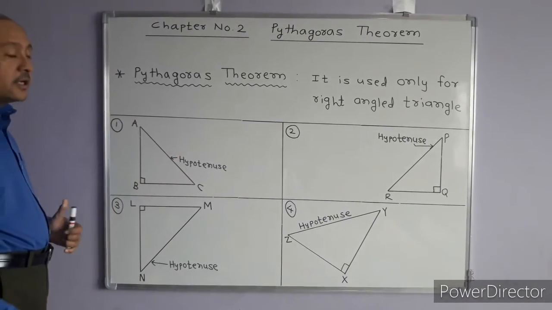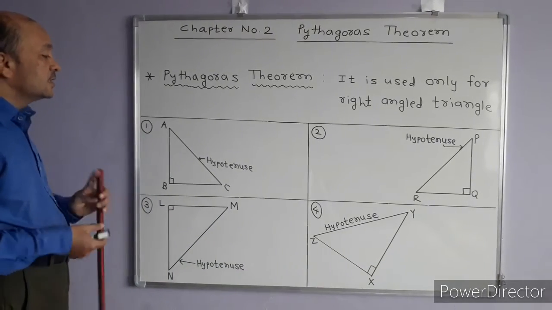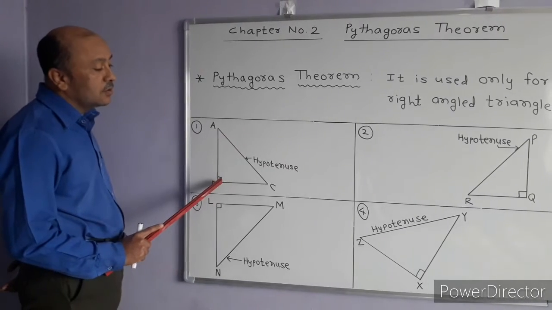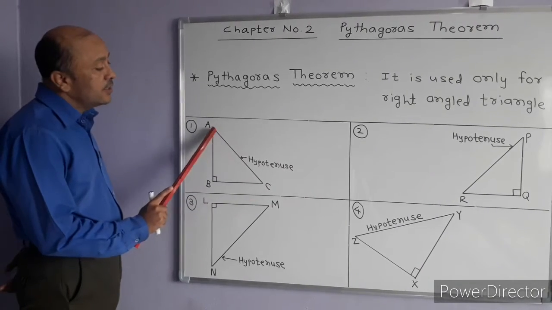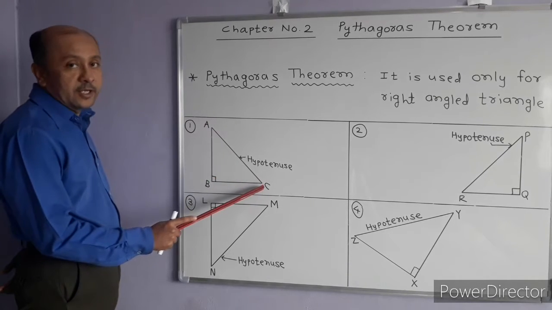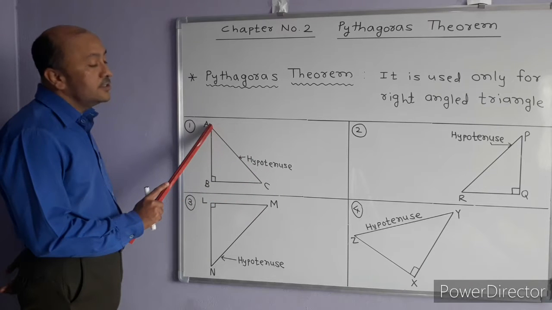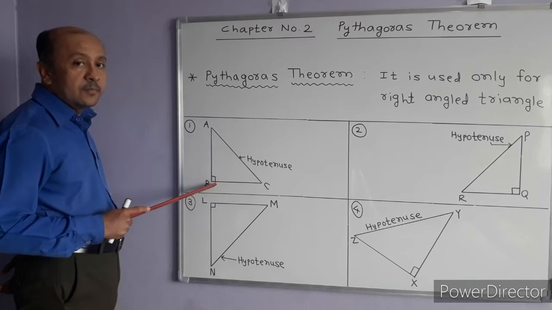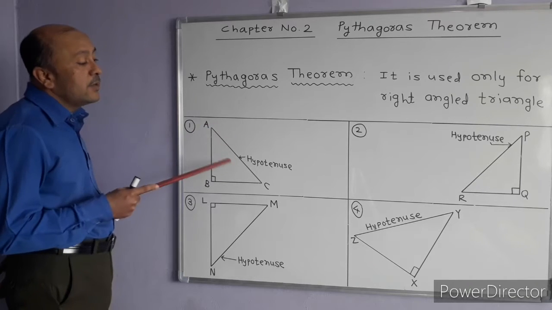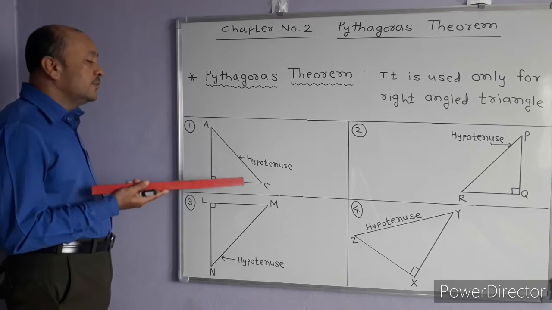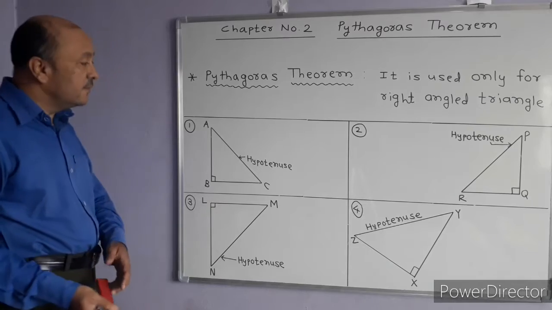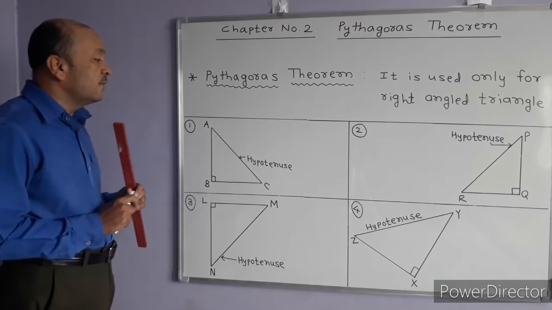So what is the Pythagoras theorem? The statement of Pythagoras theorem is this: hypotenuse square is equal to one side square plus other side square, or hypotenuse square is equal to side 1 square plus side 2 square, or hypotenuse square is equal to base square plus height square. So in any way you can write the statement of Pythagoras, or we can write straight away the statement of Pythagoras by using the figure. So in every case we are going to write the statement of Pythagoras.